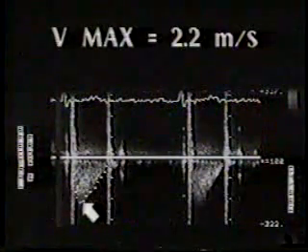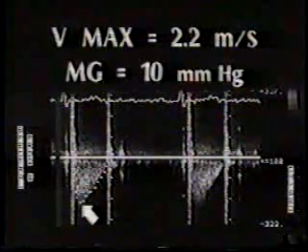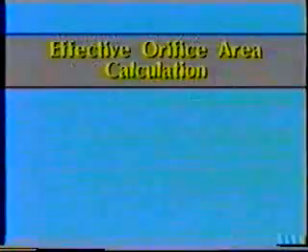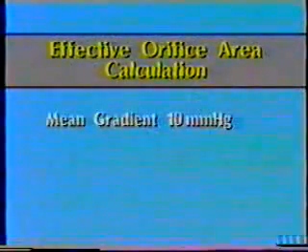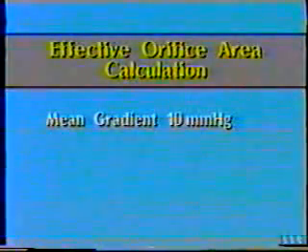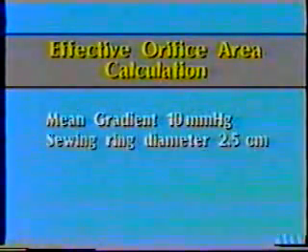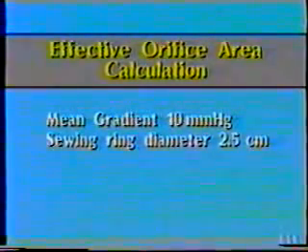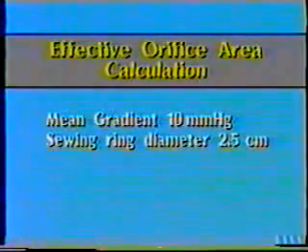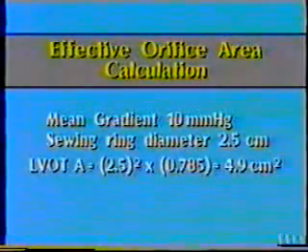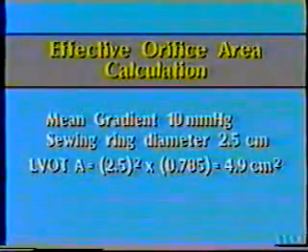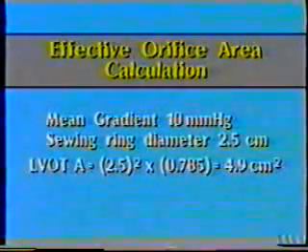The velocity spectrum has been traced. The maximum velocity is 2.2 meters per second, and the mean gradient is 10 millimeters of mercury. For reference, the mean gradient across this Bjork-Shiley aortic prosthesis is 10 millimeters of mercury. The external sewing ring diameter is 2.5 centimeters, which we will use in place of a measured LVOT diameter. The LVOT area is 2.5 squared times 0.785, or 4.9 square centimeters.